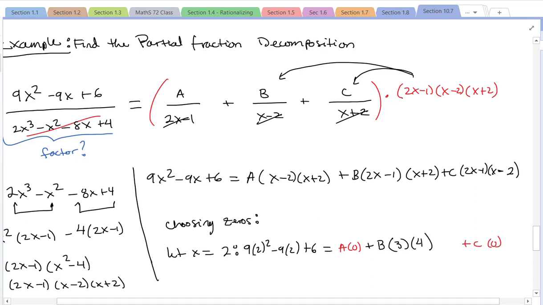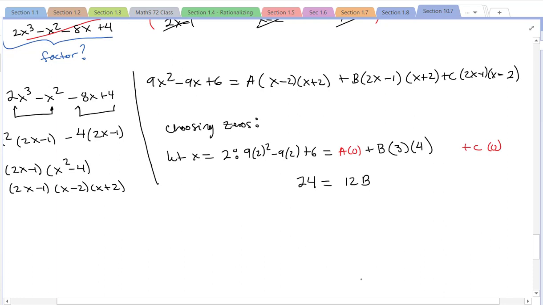So what do we have here? 9 times 4, that's 36 minus 18, so that's 18, plus 6, so I'm going to have 24 equals, the A is gone and the C is gone, so I just get 12B, which tells us that we divide both sides by 12, B is equal to 2. And we have our first constant.